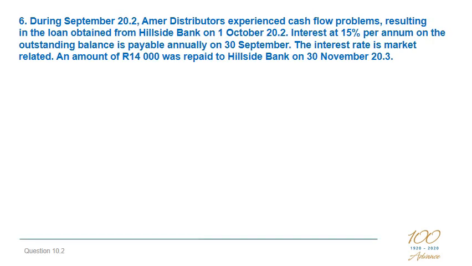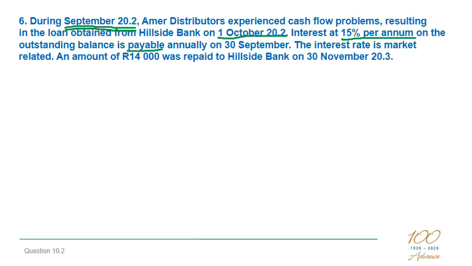In number 6, during September 20.2, that is before the start of my financial year. It's important for me to know this because I need to know when I started off owing the bank. Amer Distributors experienced cash flow problems resulting in a loan that we obtained on the 1st of October 20.2. So that means in this financial year, we had the loan from the start of the year. Interest at 15% per annum on the outstanding balance is payable.